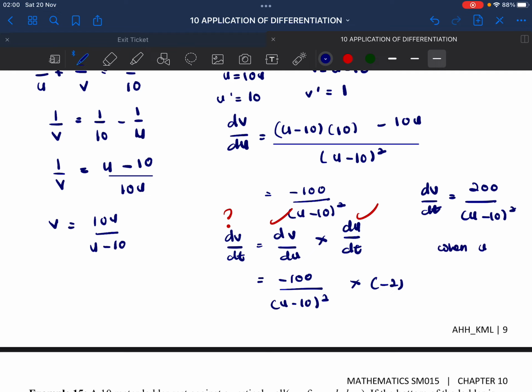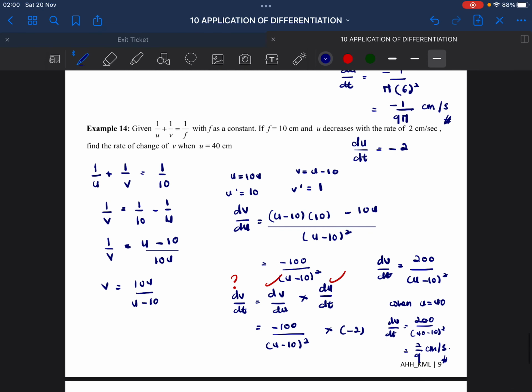When u equals 40, dV over dt is equal to 200 over (40 minus 10) squared. Therefore the answer here is 2 over 9 centimeter per second. A little bit different from what we have already done in the previous question, but still the same. We use the chain rule as the main part of this question.